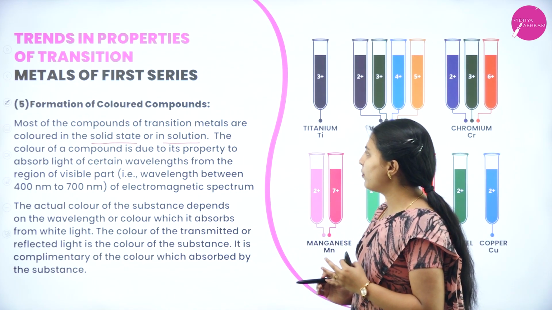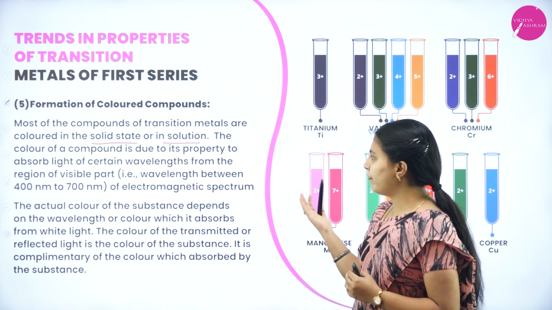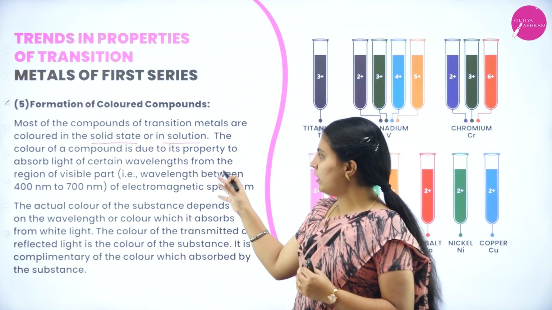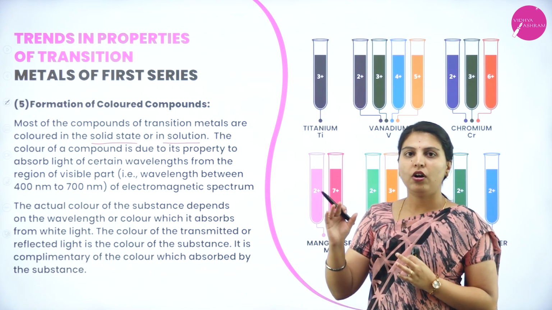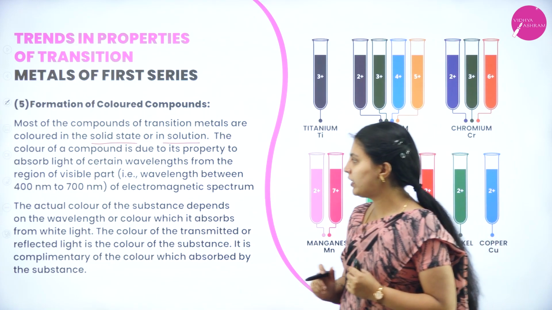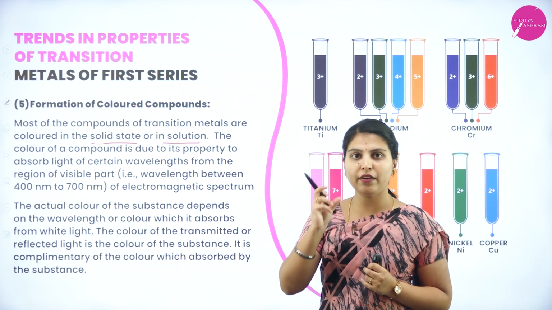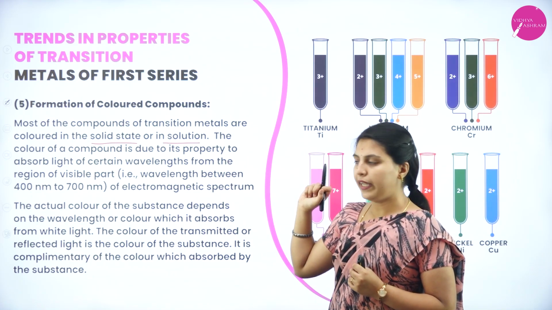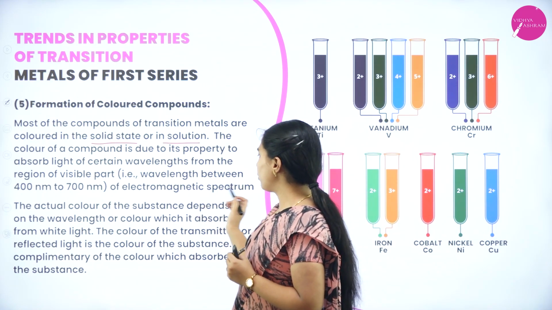The color of a compound is due to the absorption of light of certain wavelengths from the visible part of the spectrum. Why do these compounds show color? Because they absorb light in the spectrum region called the visible light region, which has wavelengths of 400 nanometer to 700 nanometer. They absorb that much wavelength of light, and so they will show or reflect the remaining light of the electromagnetic spectrum.